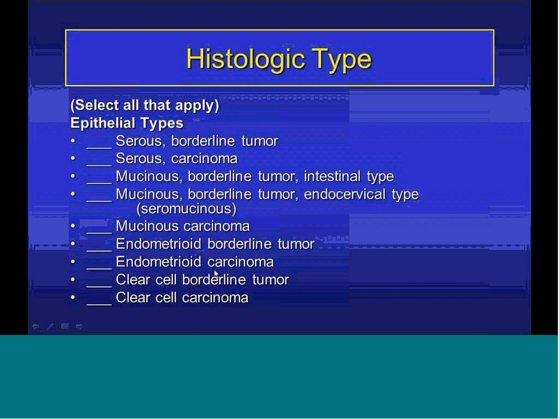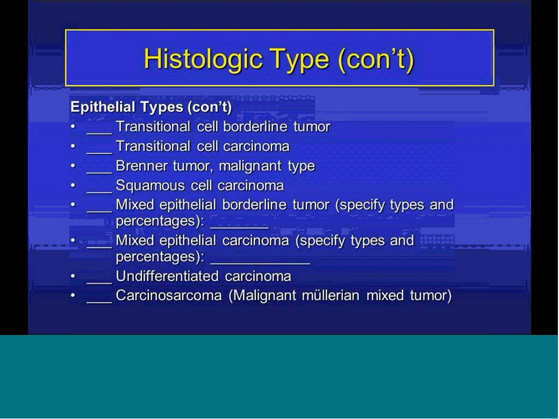I think endometrioid borderline and clear cell borderline tumors are very rare, and even the mucinous carcinoma is uncommon enough to suggest that it would need an extensive comment to fully describe the tumor if you were using this checklist. Other less common types of epithelial tumors are also included in this list using the same terminology.